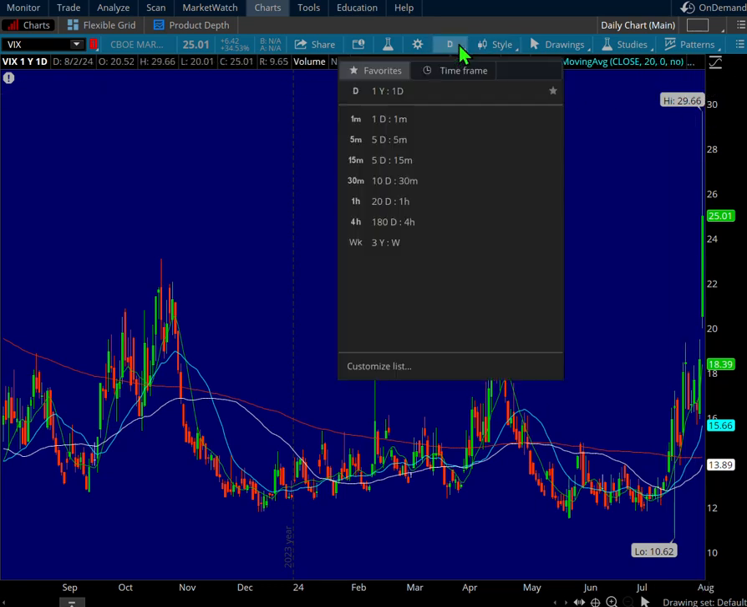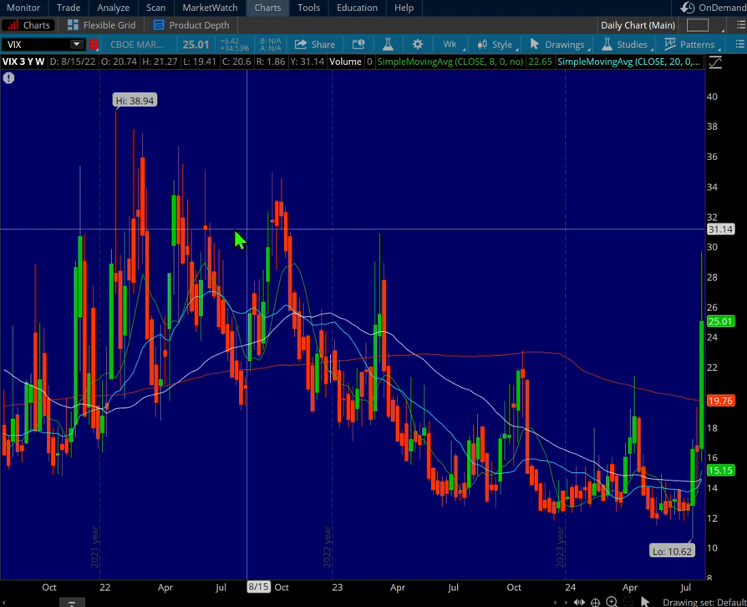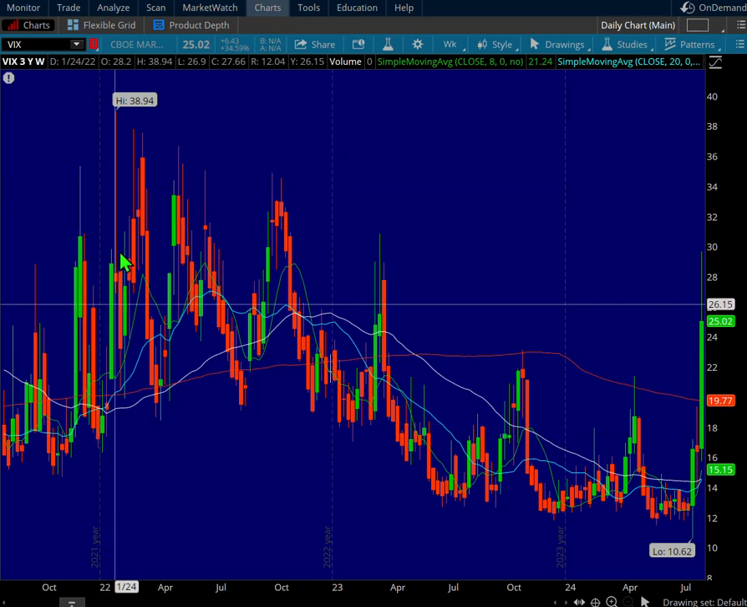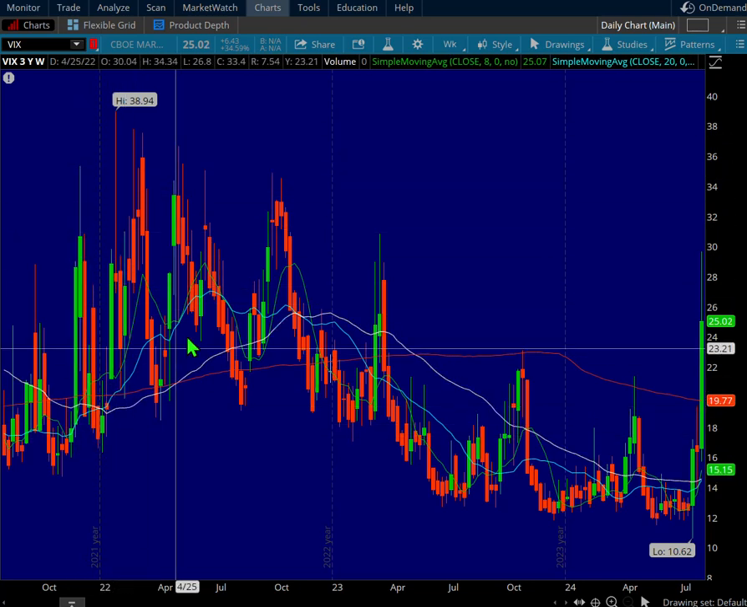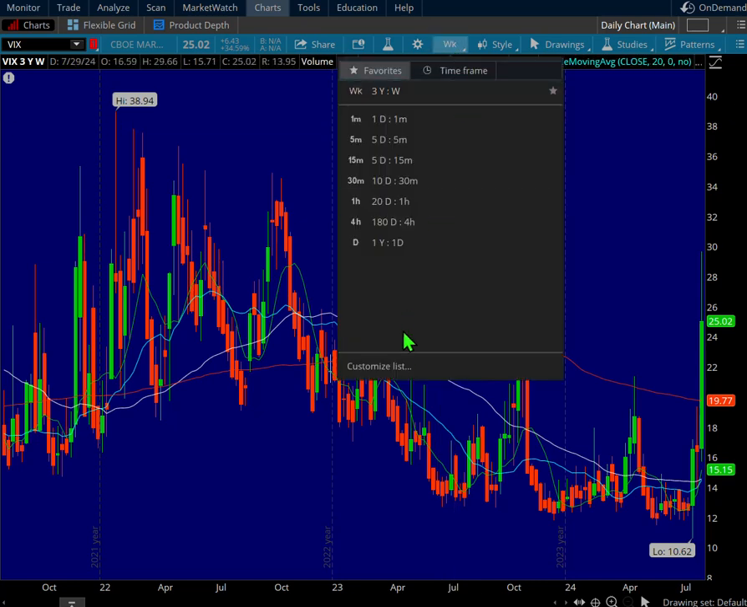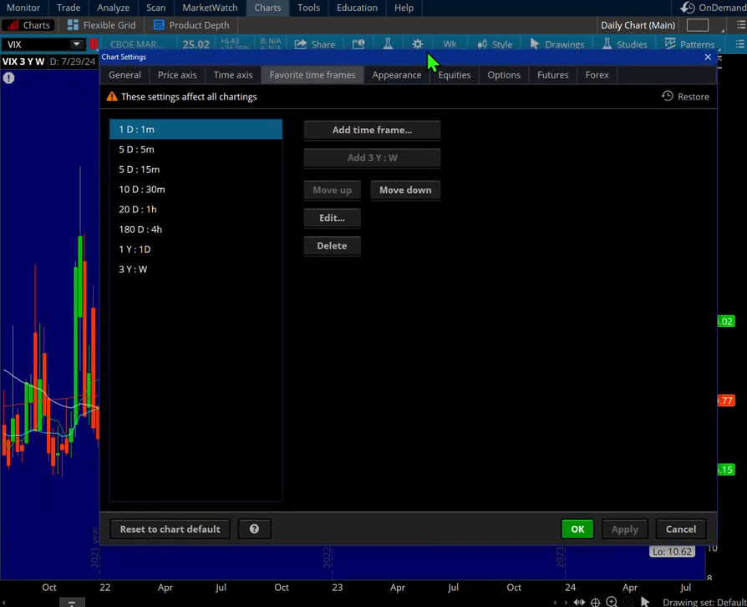Let's expand this out and go to a weekly chart, which will jump back 3 years. So look how every so often the VIX just spikes up and then it comes crashing down. Spikes up, comes crashing down. Let's actually bring in a monthly if we can. And we'll look at the COVID spike.